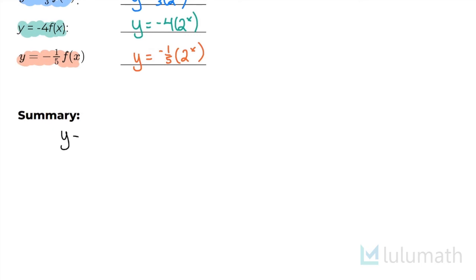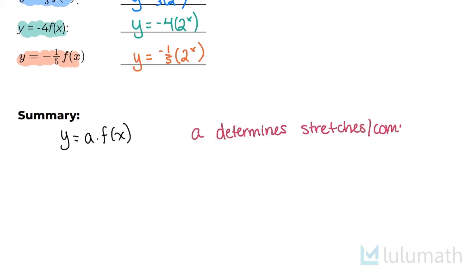So if we have y equals a times f of x, a will determine a vertical stretch or a compression and whether or not your graph is reflected in the x-axis. And the sign has nothing to do with the stretches or the compressions. The sign will only tell us whether it's reflected in the x-axis or not. So because of that, when we're looking at whether it's stretched or compressed, we don't worry about the sign, so we just take the absolute value of a.